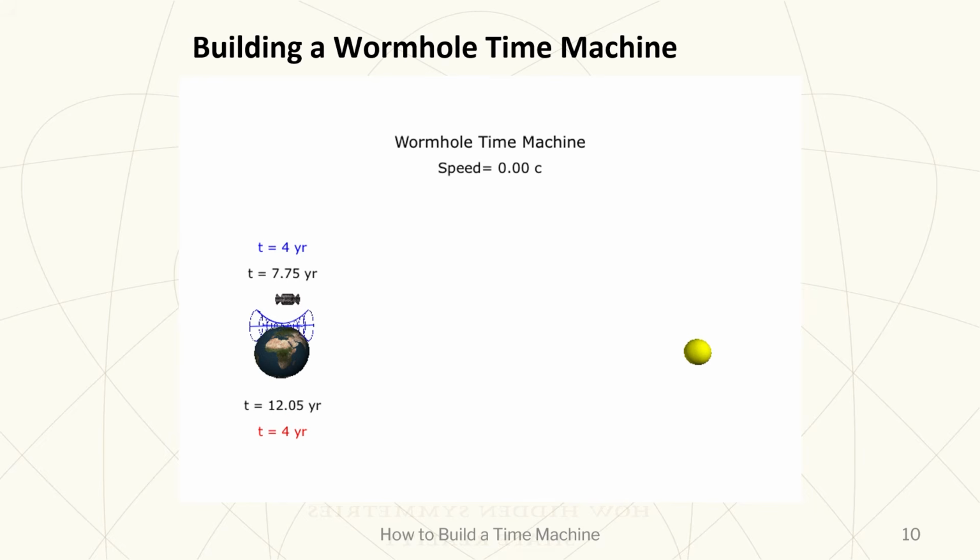These two wormholes used to be synced up. They used to be twins. You go in one mouth of the wormhole, you come out the other at the same time. But now you go in one mouth of the wormhole, and you come out the other mouth of the wormhole 4 years later. It's a time machine. And it's a time machine into the past.